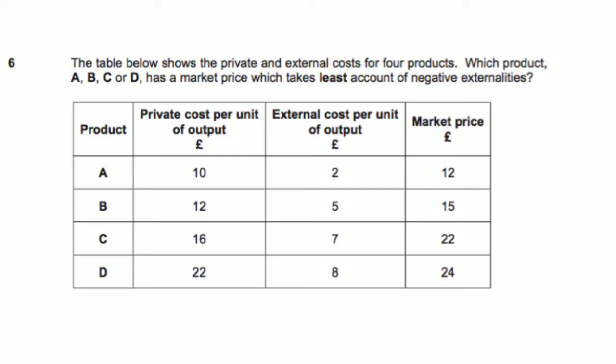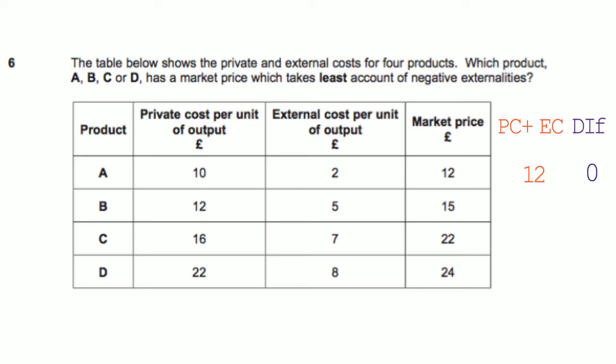So the method for this question is to sum the private cost per unit and the external cost per unit, and this will give you the market price if the negative externality was fully taken into account, and then we compare that with what the market price actually is. And the product that has the biggest difference between what the market price should be and what the market price actually is, is the answer to this question. So for A, if the negative externality was fully taken into account, the market price should be 12, and that's what it is, so there's a difference of 0.